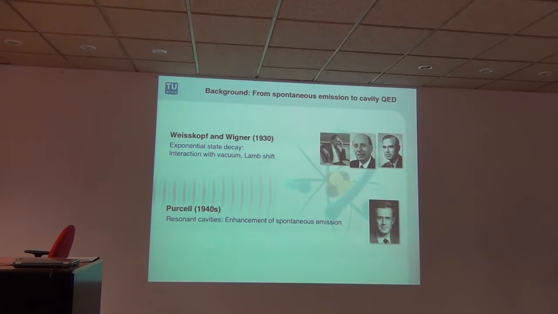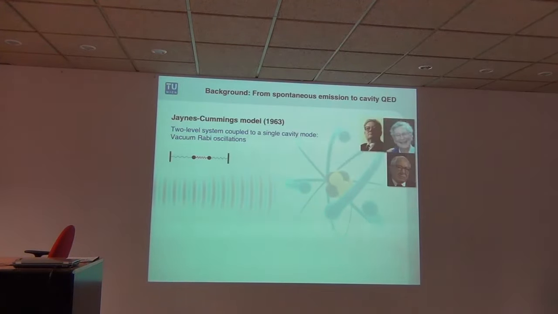Interestingly, what followed next was the knowledge that by engineering the vacuum of the electromagnetic field, you could also change the rate of spontaneous emission. And it was Purcell in the 1940s who first showed that if you place an atom in a resonant cavity, then you can enhance the rate of spontaneous emission. But an atom in a cavity leads to many other interesting features. Primarily, if you have an atom coupled to a single mode cavity, you get what are known as the vacuum Rabi oscillations. This was the first instance where you could show there could be coherent transfer of energy between an atom and a cavity.